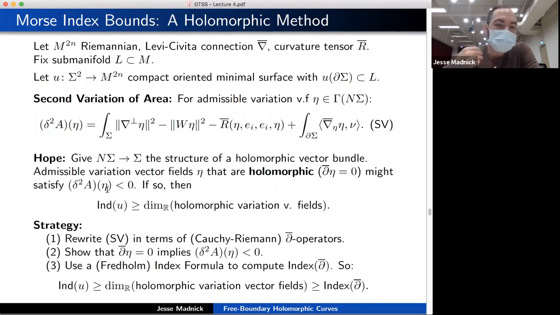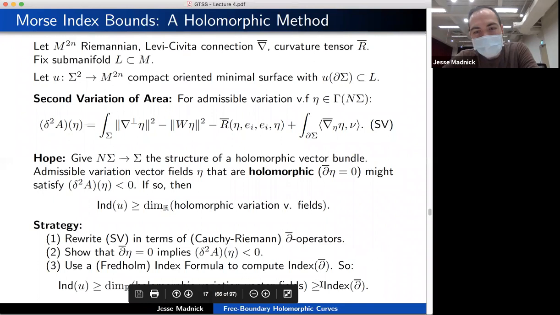And so the conclusion will be that the Morse index is at least the number of holomorphic variation vector fields. This is the dimension of the kernel of partial bar, and the dimension of the kernel is at least its Fredholm index. I'm going to use the full word index to mean Fredholm index, and just ind to mean the Morse index. Of course, these are completely different things.